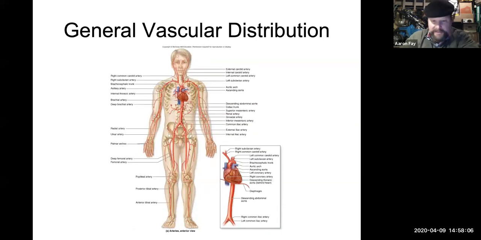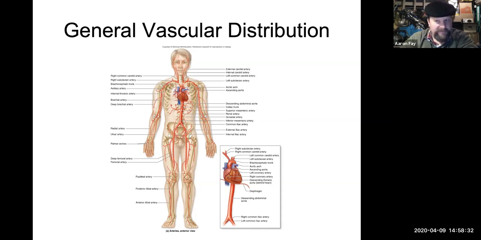Some other differences I'd like to point out. Let's start out here at the heart. Here we have a blow-up of the heart. We have the ascending aorta to the aortic arch to the descending aorta to the abdominal aorta once it passes through the diaphragm. Now, if you remember from our lecture on the heart, there were 3 branches off the aortic arch. The first one is the brachiocephalic trunk.